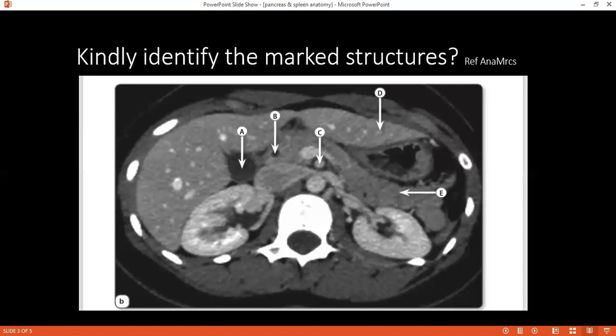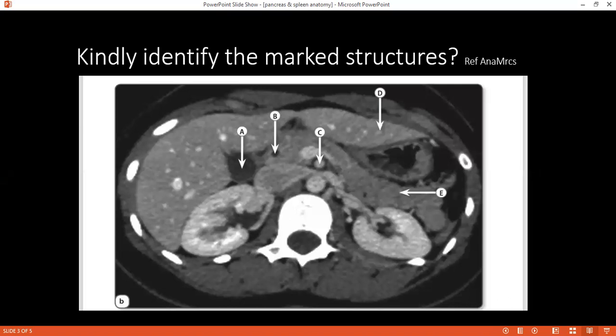Yes. What other organs are supplied by the splenic artery? The stomach, giving short gastric arteries to the fundus and greater curvature of the stomach, and it gives pancreatic branches to the pancreas. Yes, good. Thank you.